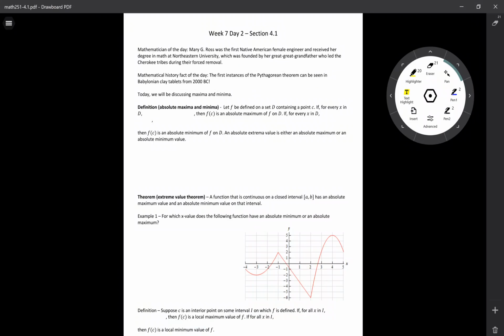Everyone, welcome back to Math 251. Today is a big day because we have moved on to chapter 4 of the textbook. We are done with chapters 2 and 3. This is chapter 4, section 4.1.